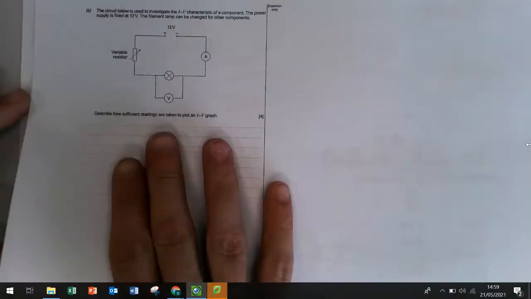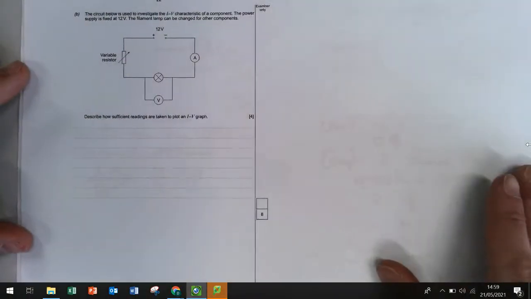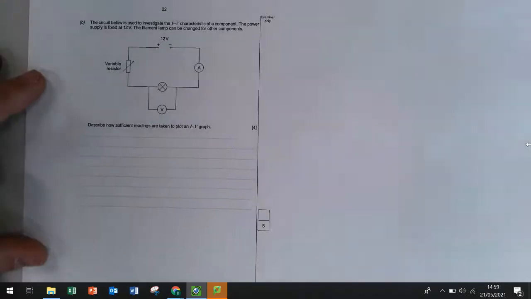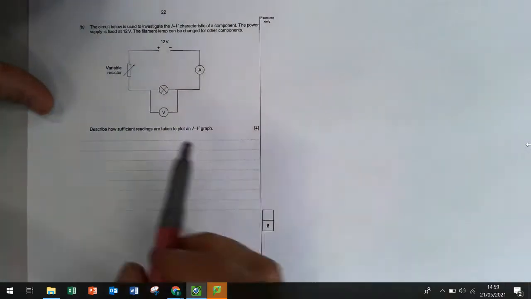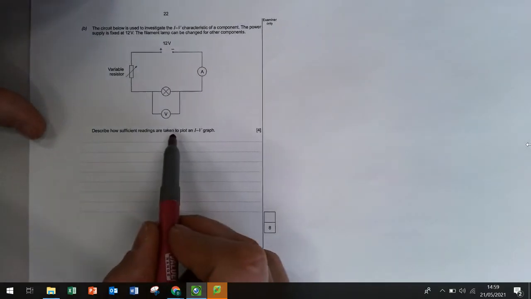Part B of this question is here. Pause the video now and try part B. So quite a simple question. How can we take sufficient readings to plot an IV graph?